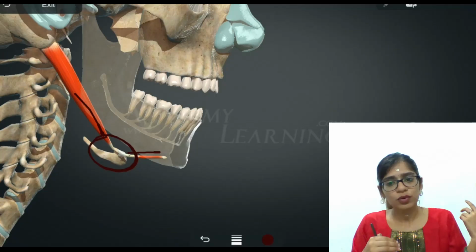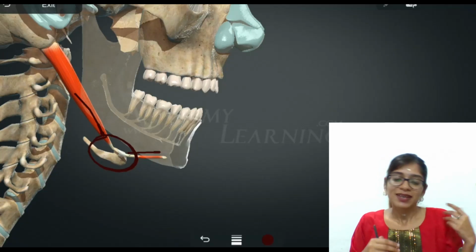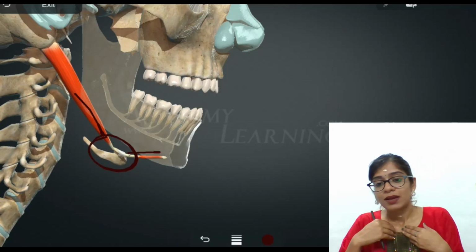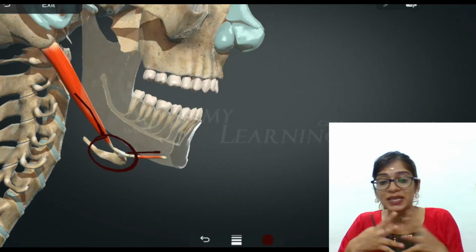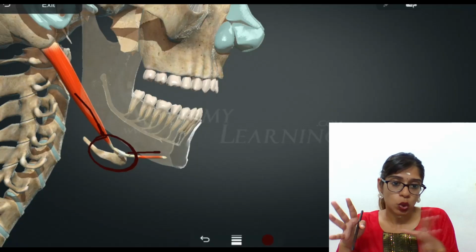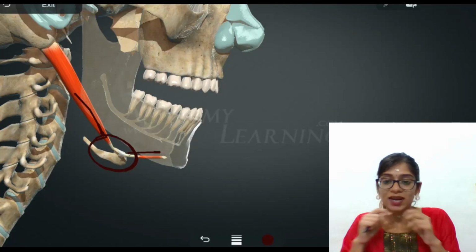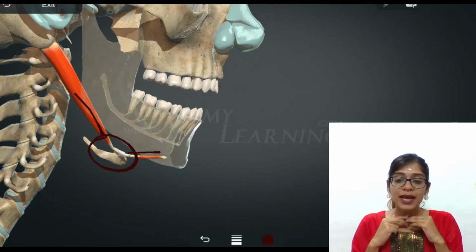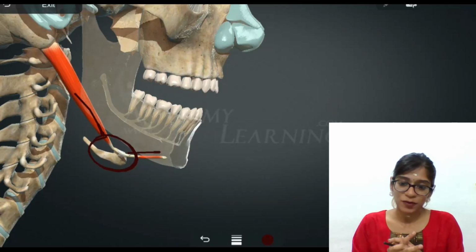Now why must the hyoid bone be elevated? See, this action is important when you swallow. This is important for you to speak. So these two are the main functions of the digastric muscle: one is depression of the mandible like this, and the other is elevation of the hyoid bone.